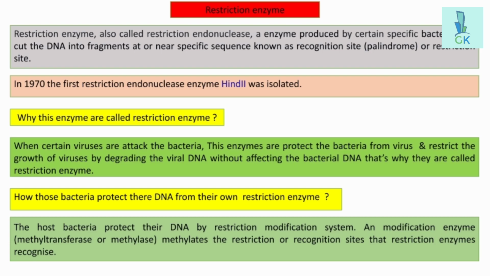We know how restriction enzymes work. First of all, they recognize the sequence, then they cut DNA into fragments at that sequence or near that sequence. In bacteria, methyltransferase methylates those recognition sites. Now restriction endonuclease can't act on this sequence. So if the restriction enzyme can't recognize the sequence, how can it cut the DNA? That's how bacteria protect their DNA from their own restriction enzyme.